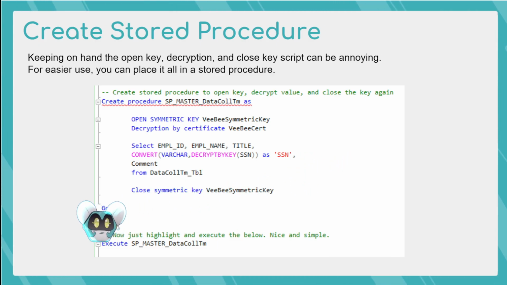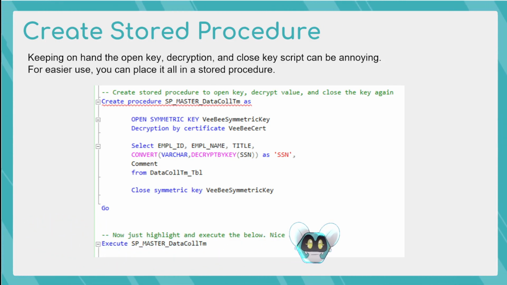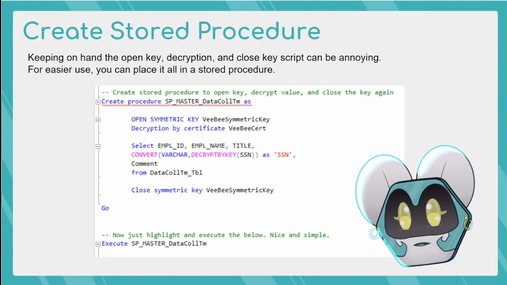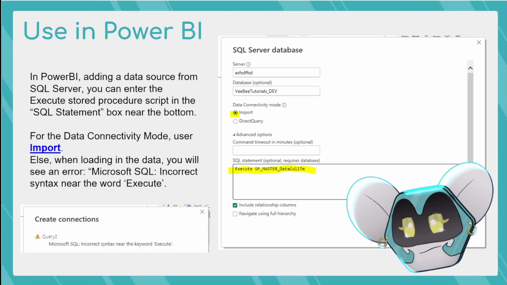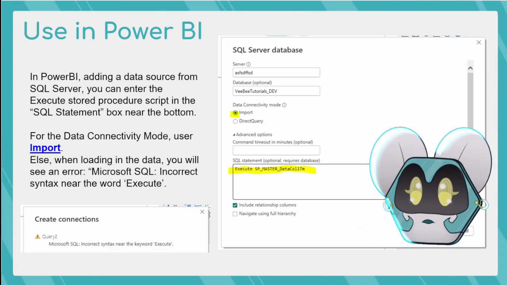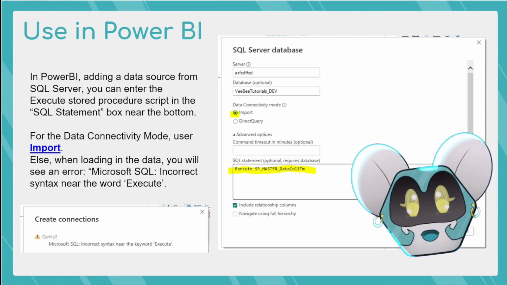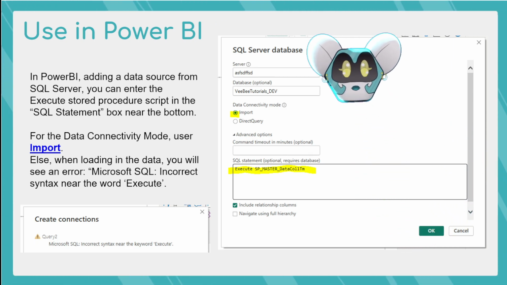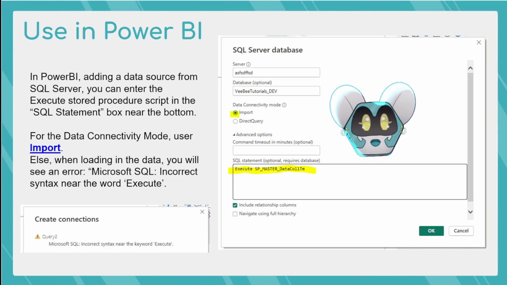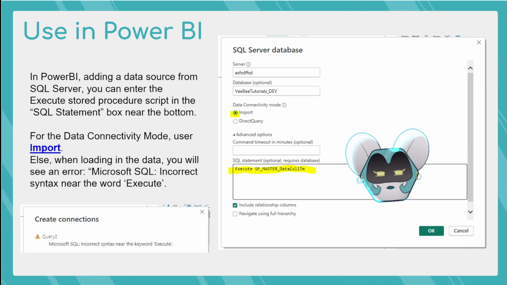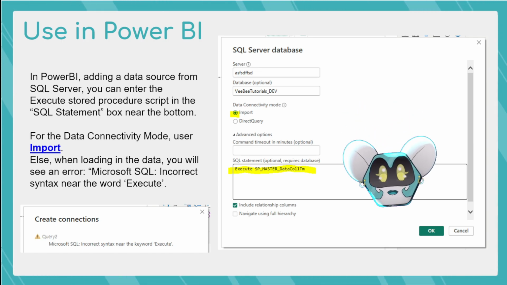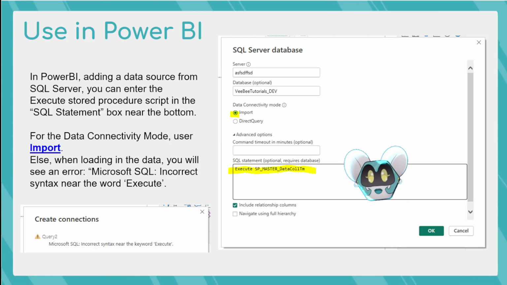So then when they go to grab data for their Power BI, all they need is this execute and then the stored procedure name. It's much more user friendly. So here, when your reporting team goes into Power BI, they would enter in the SQL Server name, the database name, and when it comes to the data connectivity mode, choose import. And then down in the SQL statement, that is where they would put the execute and then the stored procedure name.